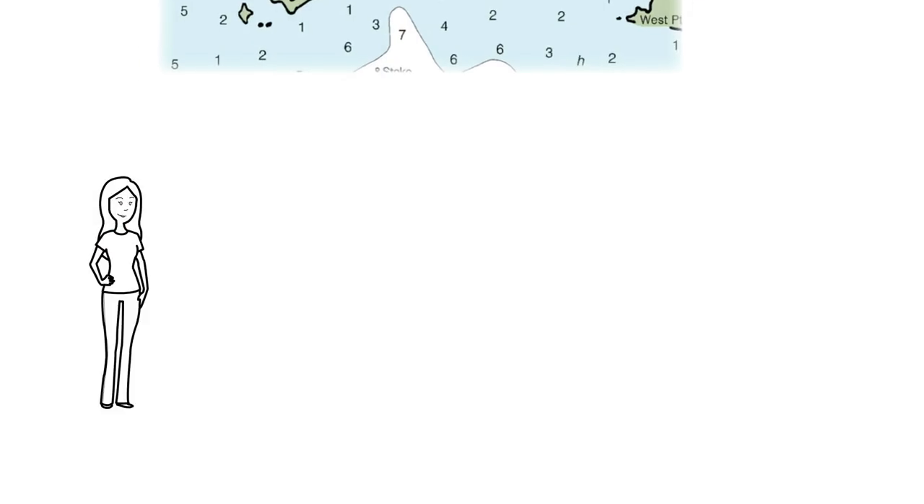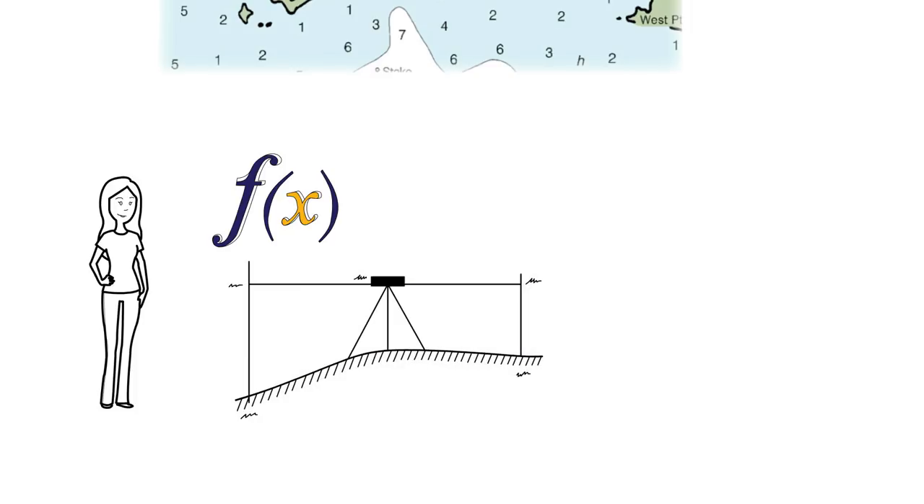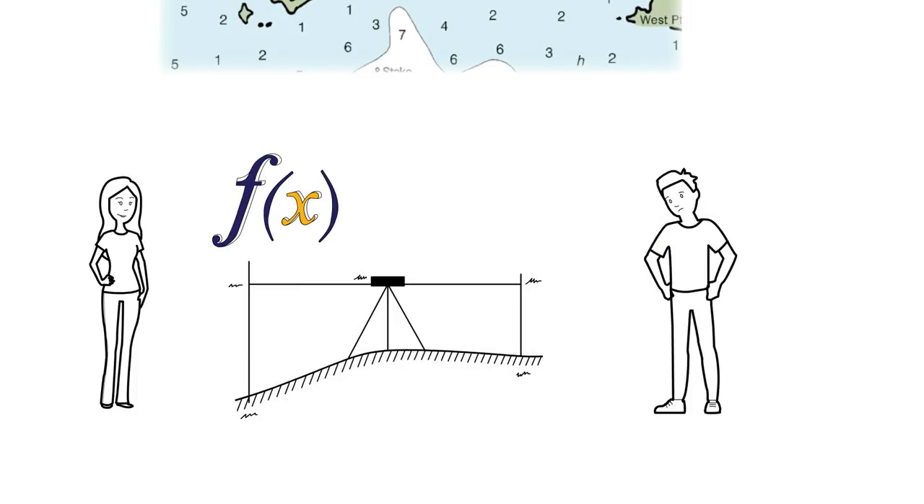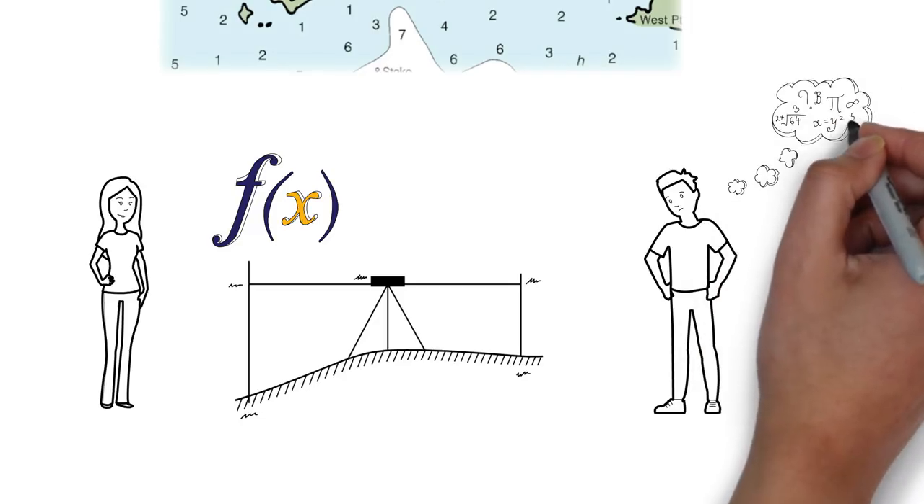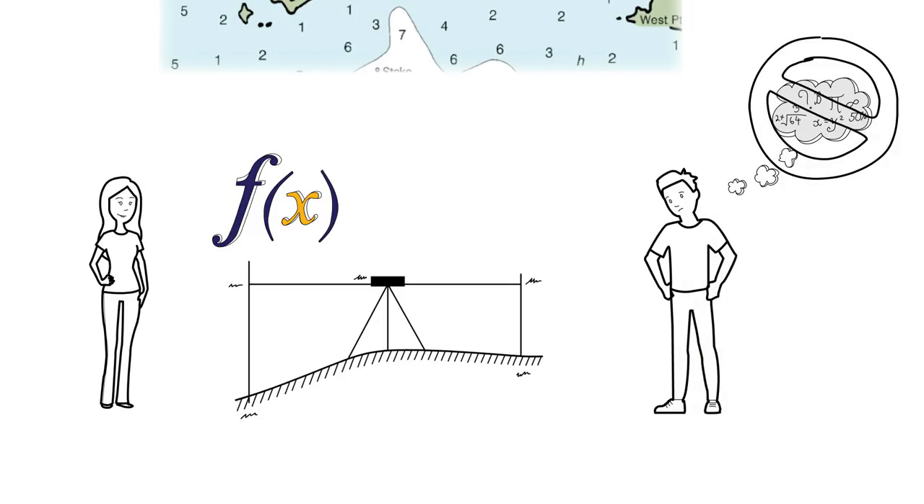So while Jane's day seemed simple and smooth, geodesy and coastal mapping made it possible. John's day shows what can happen when we use inaccurate or out-of-date data.